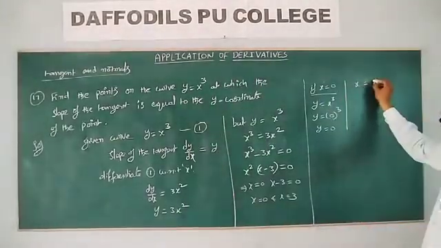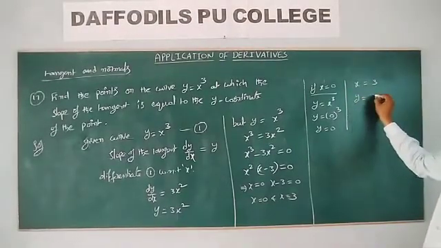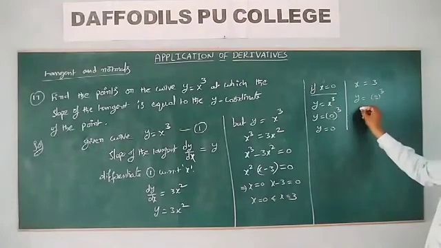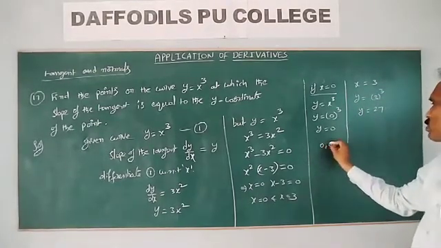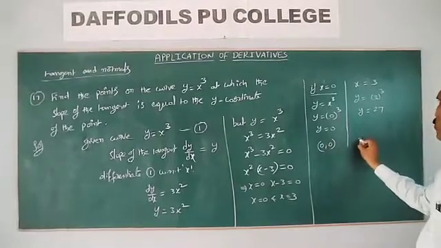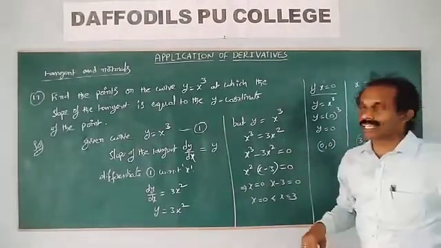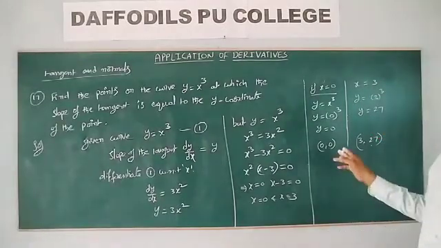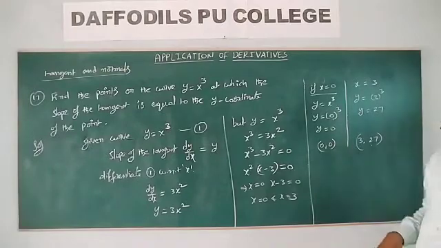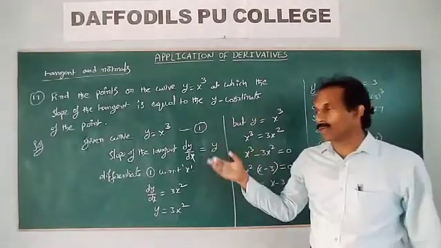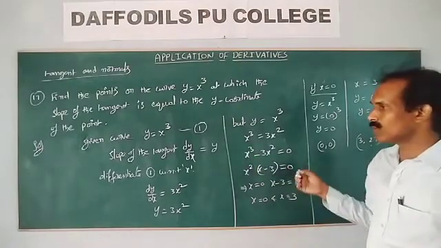If x is equal to 3, what about y? y is equal to 3 whole cube, y is equal to 27. From this, one point is (0, 0), the second point is (3, 27). These are the points on the curve at which the slope of the tangent is equal to the y coordinate of the point. First of all, take the curve y is equal to x cube, and the given statement dy by dx is equal to the y coordinate.